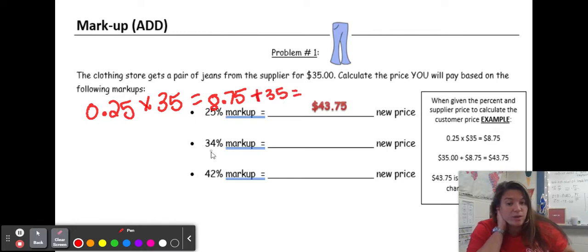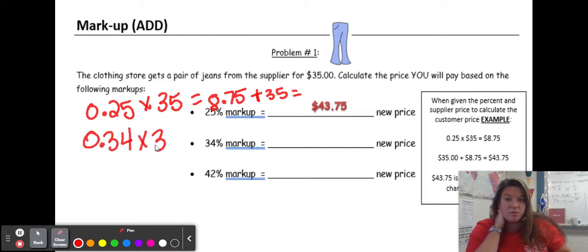Okay, so now I'm going to find a 34% markup. So if the store wanted to make 34% off of every pair of jeans that they sell, they're going to mark it up 34% and multiply 0.34 by the 35. Go ahead and do these bottom two and pause the video so you can see if you're doing this correctly on your Desmos calculator. Just multiply by the decimal.